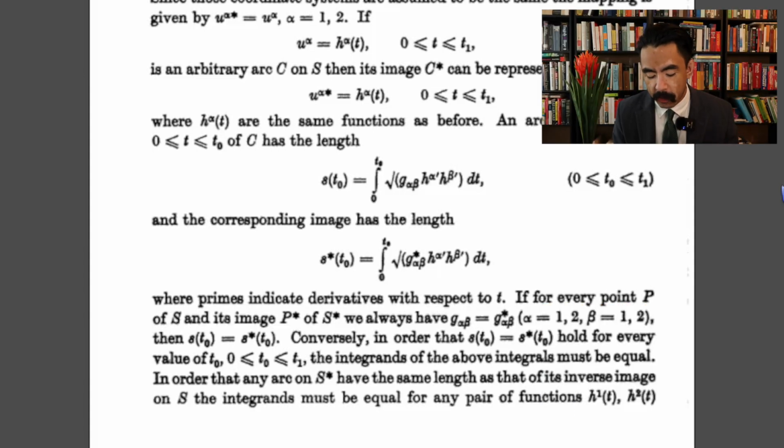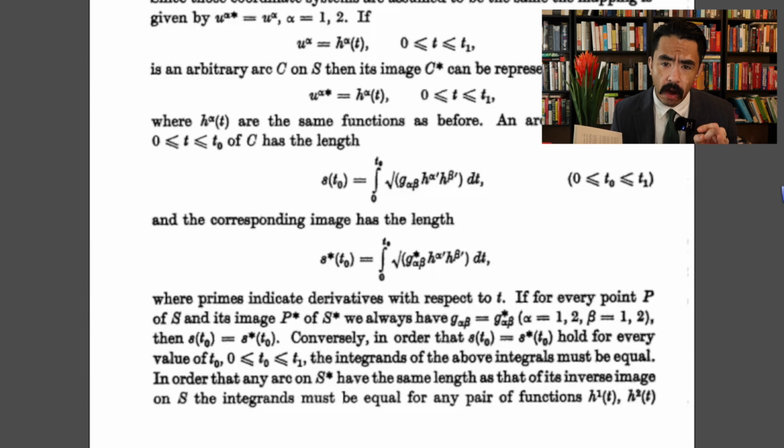If for every point capital P of capital S and its image capital P star of capital S star, we always have that g sub alpha beta equals g star sub alpha beta, where alpha equals 1 or 2 and beta equals 1 or 2, then s of t naught equals s star of t naught. Conversely, in order that s of t naught equals s star of t naught hold for every value of t naught, where t naught is greater than or equal to 0 and less than or equal to t1, the integrands of the above integrals must be equal.